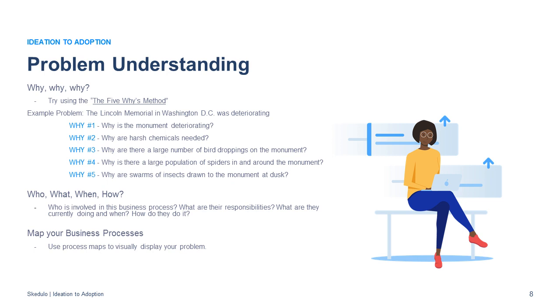It can also help to ask other open-ended questions. Things like, who is involved in the business process and what are their responsibilities? What are they currently doing and when? How do they do it? This kind of really rich context will help you to get to the root problem so that you can solve for it. A really good tool here is business process maps.